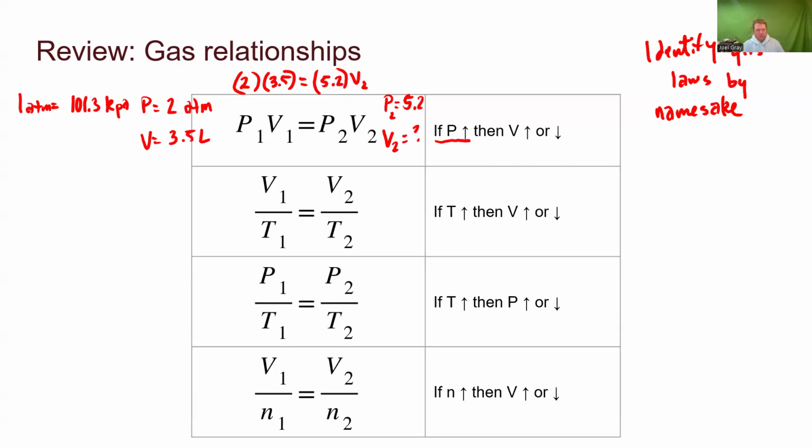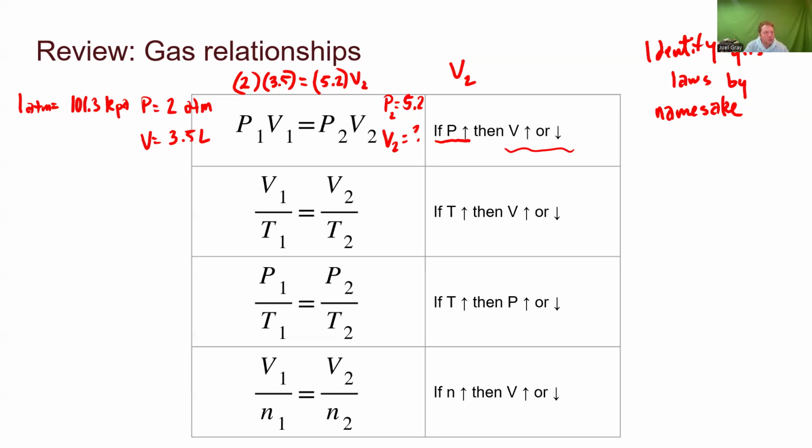Now, this kind of indirectly will answer our first question, but we're going to actually go ahead and plug in the numbers to solve for V2. The question is, is it going to go up? Is it going to go down? How much is it going to change?